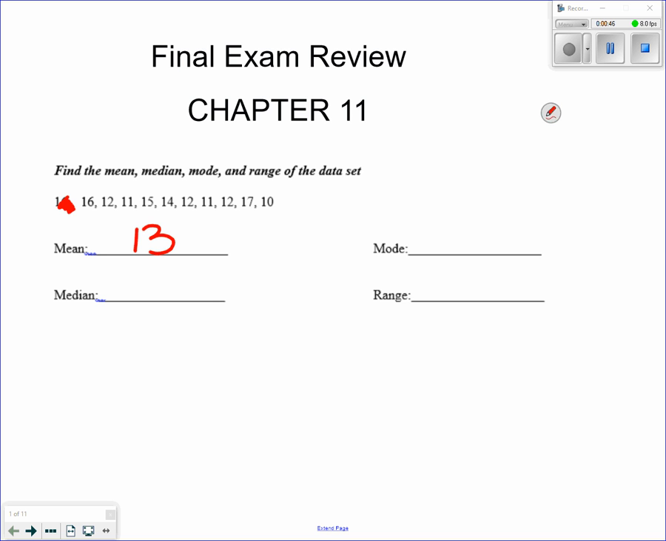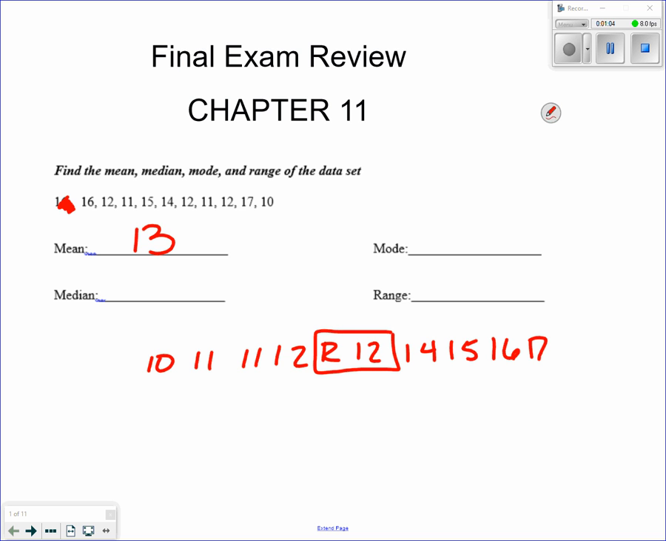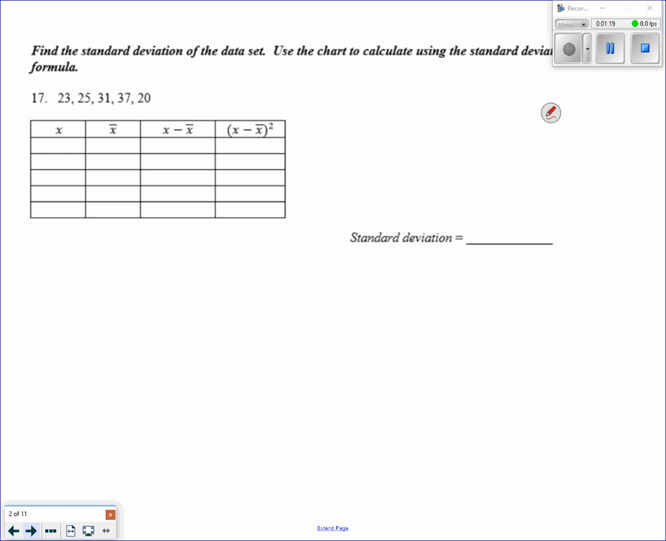Median is a little more complicated. You actually have to take all the numbers and put them in order and find the number in the middle. Since there are 10 numbers, 1, 2, 3, 4, 5, these are the middle two numbers, and you would find the average in between both of those. Since it's 12 and 12, the median is 12. Mode is the number that occurs most often, and the range is the difference between the highest number and the lowest number.